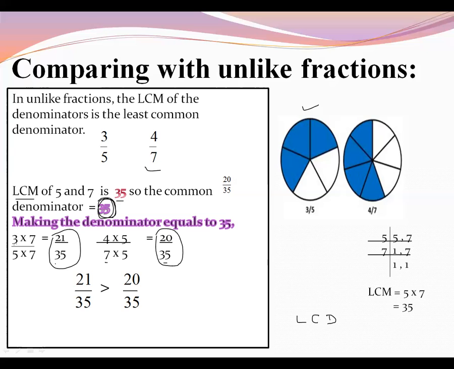Now look over here, my children. I got 35 and 35 in the denominators. Now they both are like fractions because their denominators are the same. I can easily compare them by looking at their numerators. Over here my numerator is 21 and over here my numerator is 20. So it's obvious 21 upon 35 is greater than 20 upon 35. It means previously 21 upon 35 was equal to 3 upon 5. It means 3 upon 5 is greater than 4 upon 7.